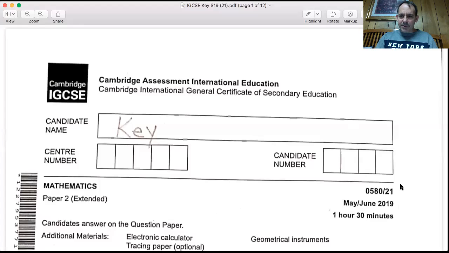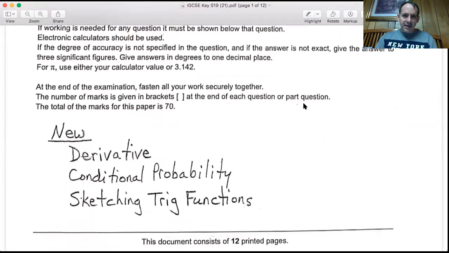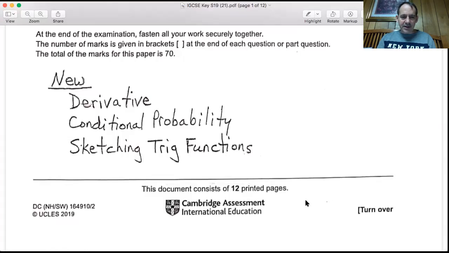Today we want to look at Summer 19, our IGCSE paper 21, Summer 2019. And I wrote down here because this is 2019, we're already moving into the new 2020 syllabus cycle. And in the new syllabus, you actually have derivatives, conditional probability, and sketching of the basic trigonometric functions. So this 2019 paper will not have those three topics, but there's still plenty of other things that we can look at.